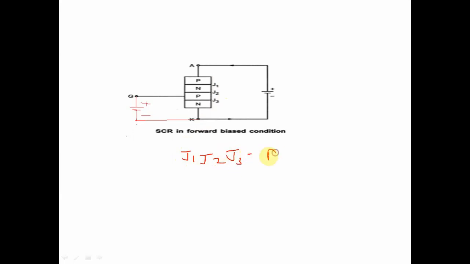At that time the SCR will be turned on. With forward biasing applied, the J1 and J3 junctions are forward biased, but the J2 junction is reverse biased. So to convert the J2 junction into forward bias, for that purpose we connect the gate terminal to the positive terminal of the battery.